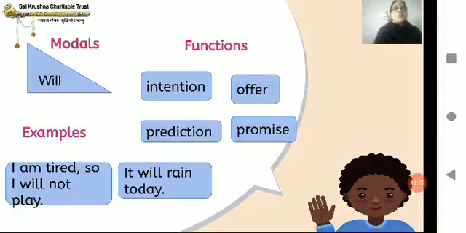Next is will. Will is intention. Intention means thought, offer, prediction, something you can tell ahead of time, promise. I am tired, so I will not play. A straightforward sentence. It will rain today. You are 100% sure it will rain today. This is prediction.